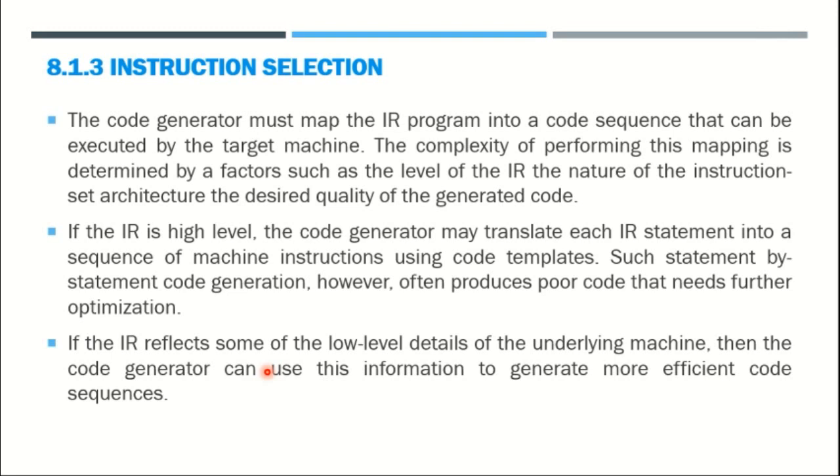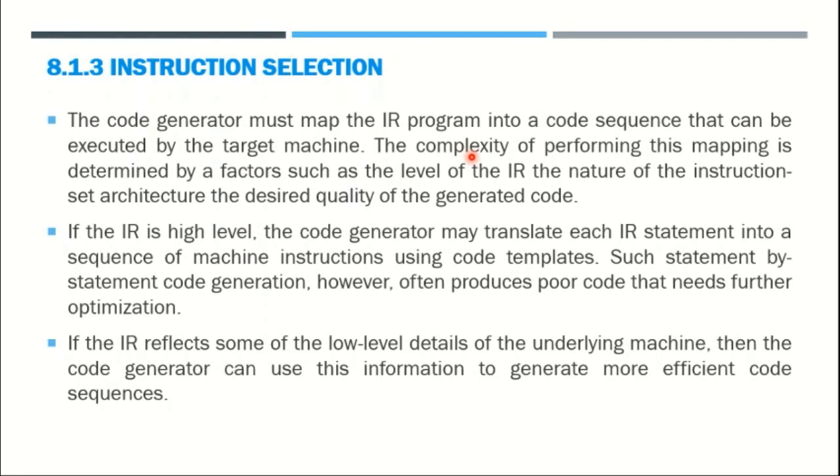So next, how to select the instructions. That is instruction selection. In the code generator, while generating the target code, it must map the intermediate representation of the program into a code sequence. That code sequence can be executed by the target machine. But mapping from the IR program to the code sequence is a very complex process.